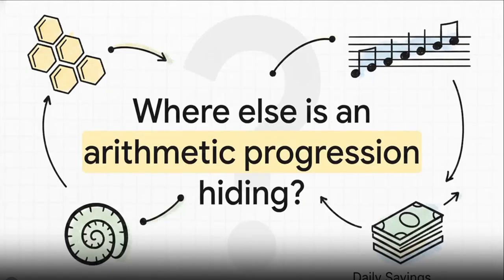So the ultimate takeaway for today is that arithmetic progressions are not just abstract, boring formulas in a textbook. Not at all. They're the structural blueprint of honeycombs, the foundation of musical harmony, and the logic behind your daily savings. So I want to leave you with this question to chew on. Where else is an arithmetic progression hiding right now in your daily routine? Keep your eyes open, and you might just spot the math literally everywhere.